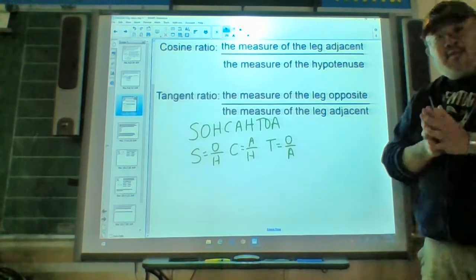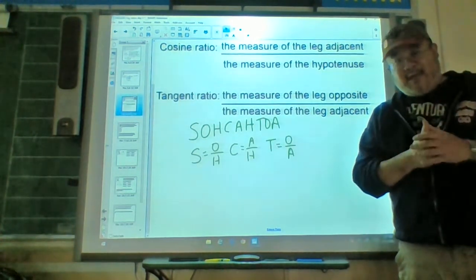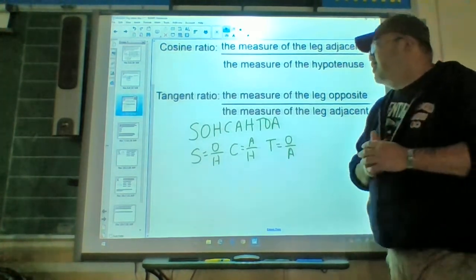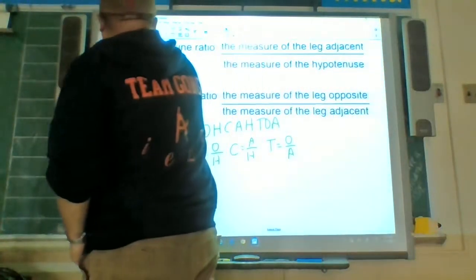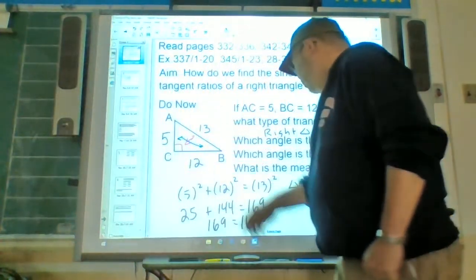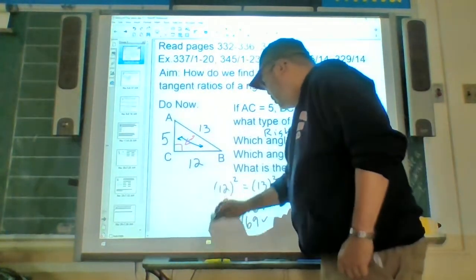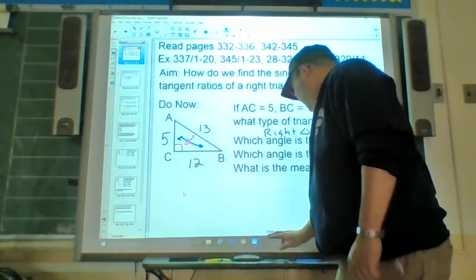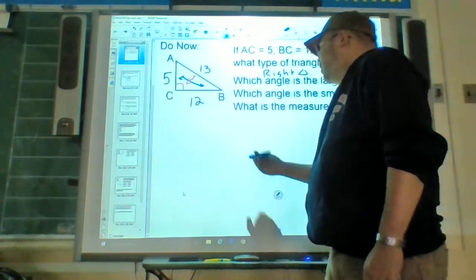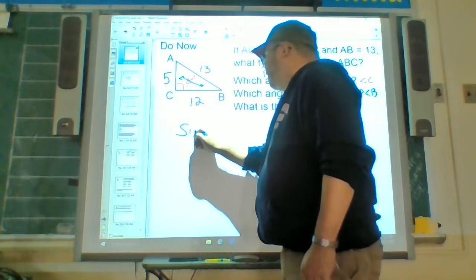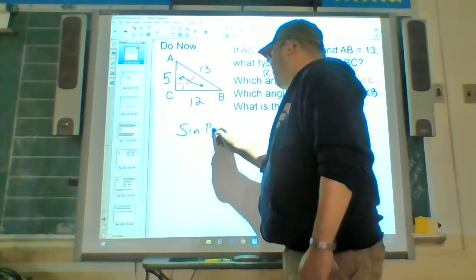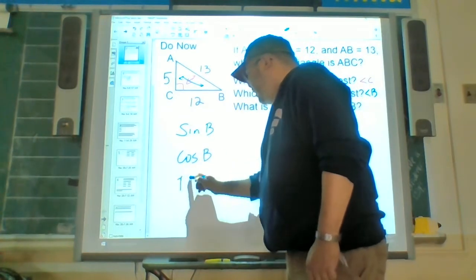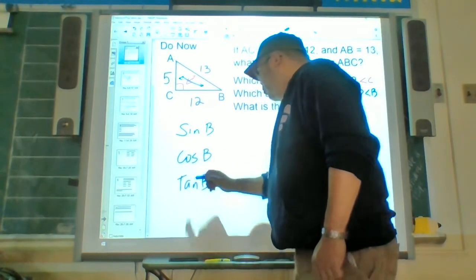So, 3 ratios, and all based upon the angle we have. Let's go back and look at our do now problem. Our do now problem we had was here. And so we're going to erase this, and we're going to now find, in this case, the sine of angle B, the cosine of angle B, and the tangent of angle B.